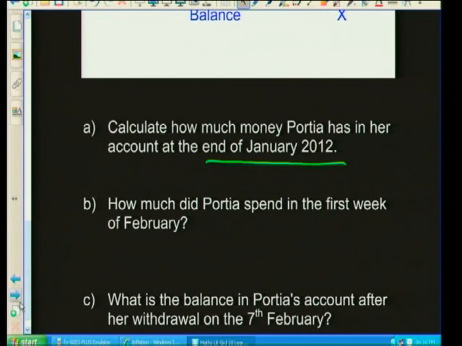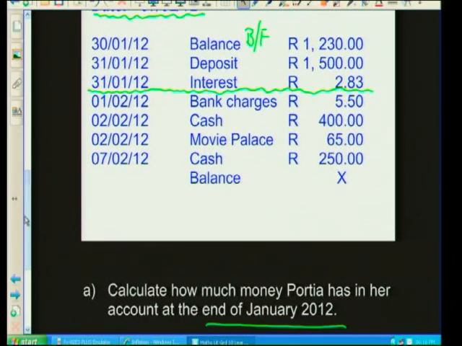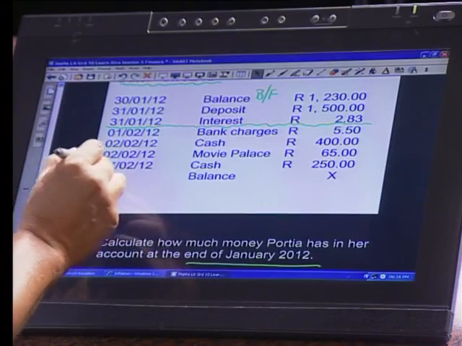How much did Portia spend in the first week of February? So let's have a look. First week of February, how many days is that? Well, we know 1 week has 7 days. So it's the 1st, the 2nd, the 3rd, the 4th, the 5th, the 6th, and the 7th. If we look at our statement, you can see that the statement is until the 7th.